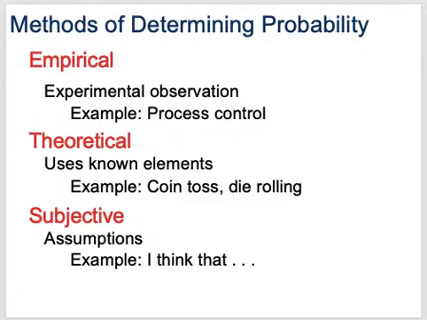Then you have theoretical probability. That's where you actually take the known elements. So when you have a coin, you have a heads or a tails, so the probability of getting a heads is 1 out of 2. When you roll a dice, the probability of getting a 3 is 1 out of 6. So those are using the known desired outputs that you have.